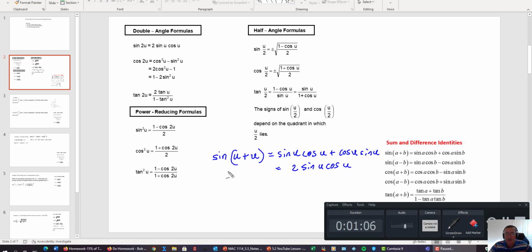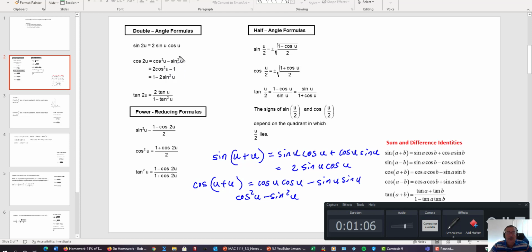Cosine 2u, we could make a similar argument. We could break apart the cosine of 2u, the double angle, into the cosine of u plus u, and then use our sum formula for the cosine. That would give us cosine u times cosine u, since a and b are the same angle here, minus sine u times sine u. You'd get cosine squared u minus sine squared u. And then you can see where these other ones could come into play based on the Pythagorean theorem.